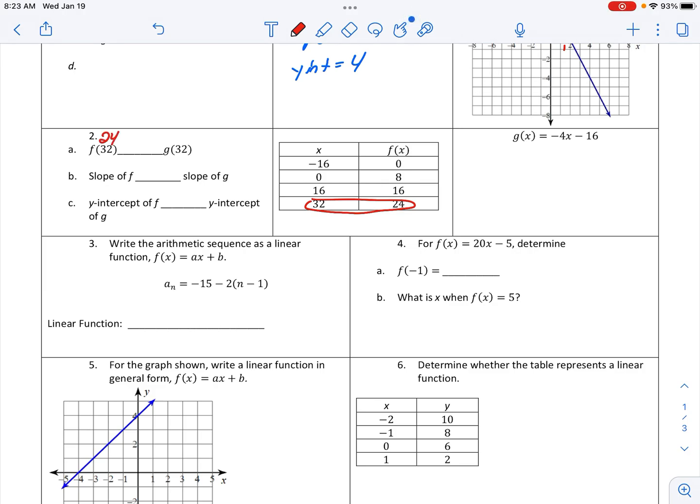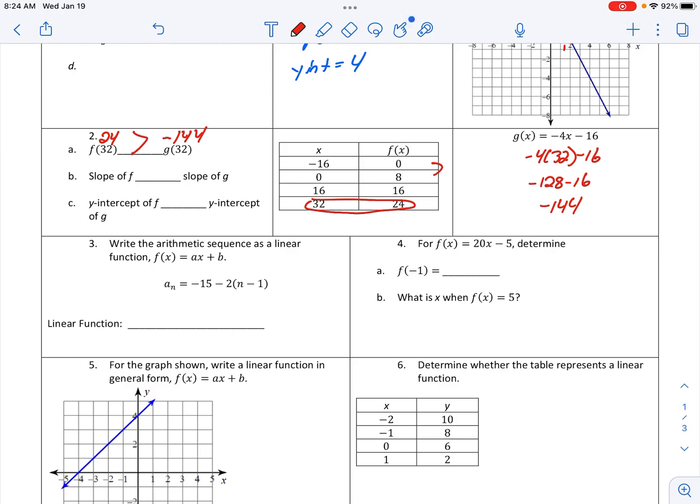And for the other one, I have to go to my calculator, a little bit larger to maybe do in your head. So negative 4 times 32, okay, give me a second. Negative 4 times 32 is negative 128. And then negative 128 minus 16 gives me negative 144. So in this case, 24 is positive. That is greater than a negative.